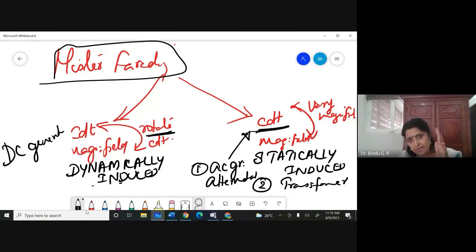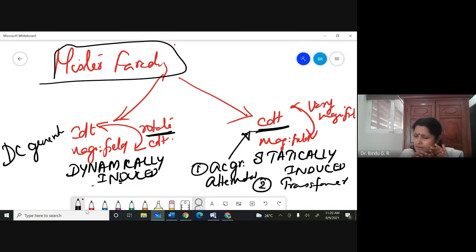Yet there is a conductor, there is a magnetic field, and this magnetic field is varying. How do you make the magnetic field vary? By passing an AC current, which means alternating current, which goes on changing its value instantaneously. When the current goes on changing its value, the magnetic field also goes on varying. So Mr. Faraday is now happy. So you have dynamically induced EMF as well as statically induced EMF.